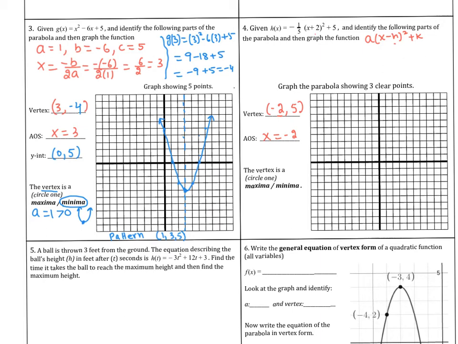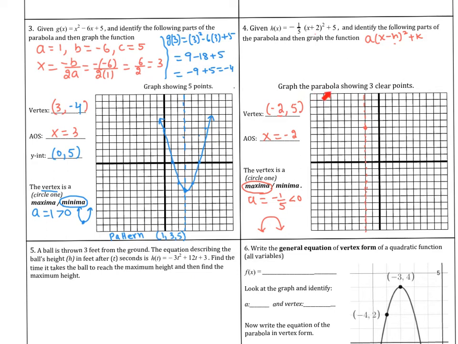Now a is negative 1/5, which means less than 0. It means the parabola is going to open down, and that means that the vertex is all the way at the top and it's going to be a maximum. Now you're going to plot the point vertex and the axis of symmetry. So the vertex is going to be negative 2 comma 5 and axis of symmetry is this line.